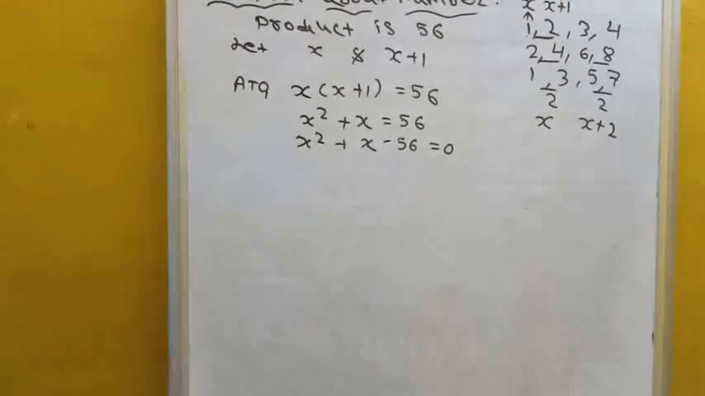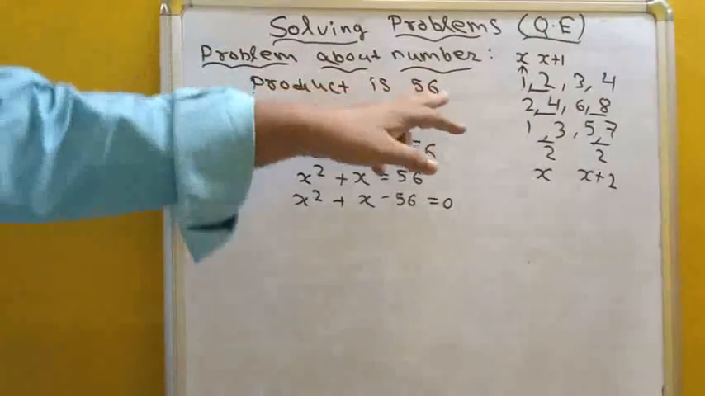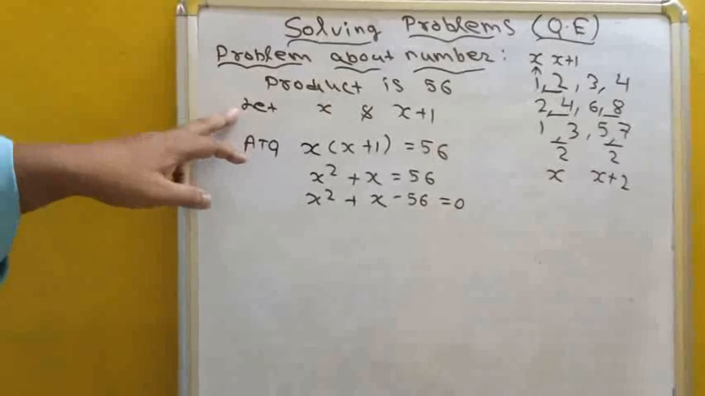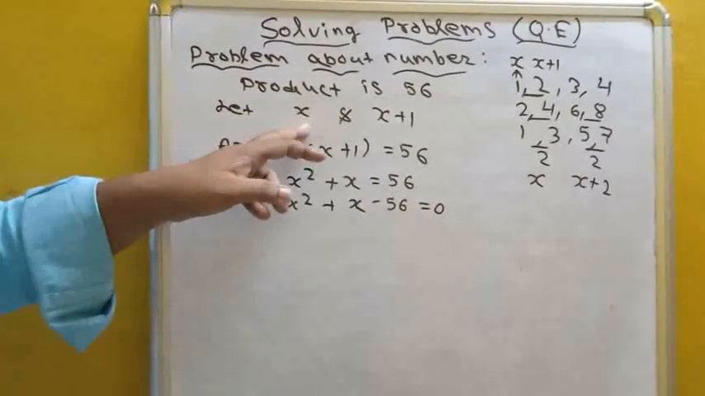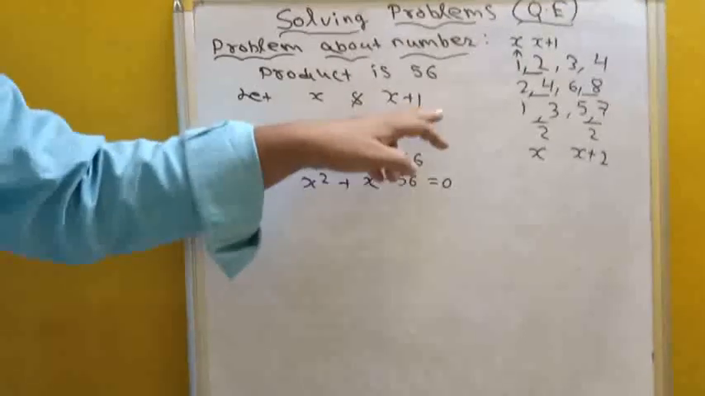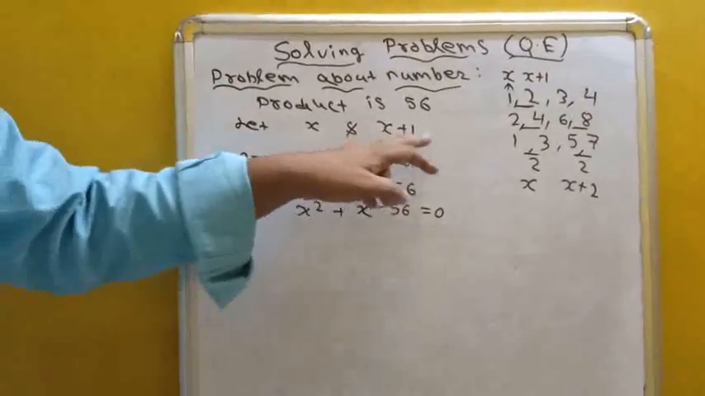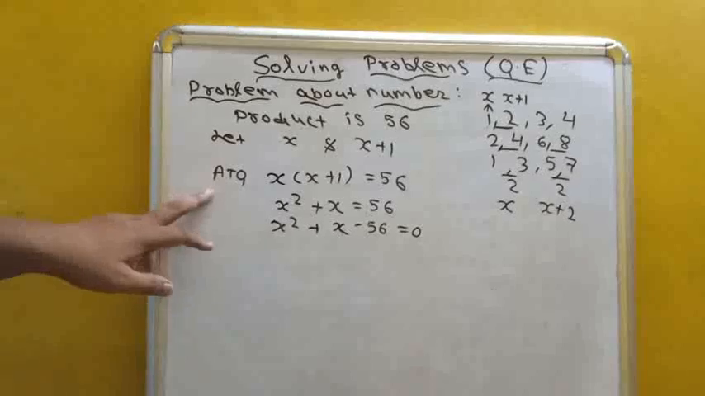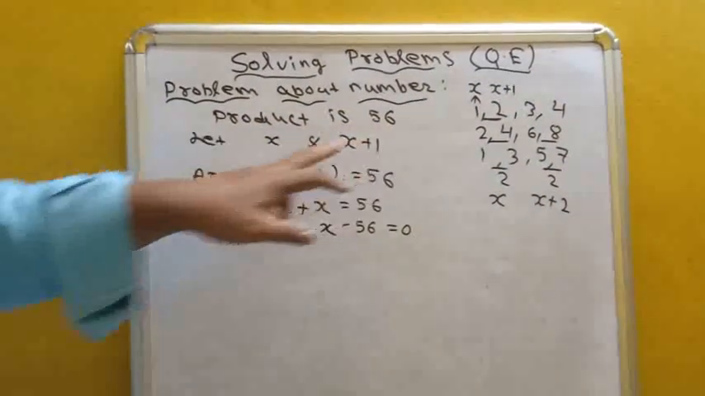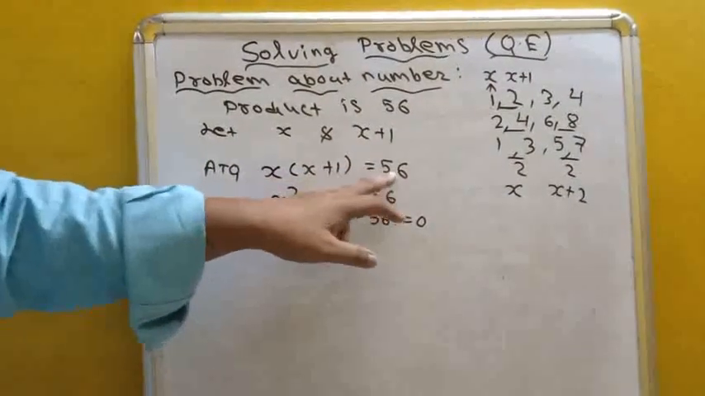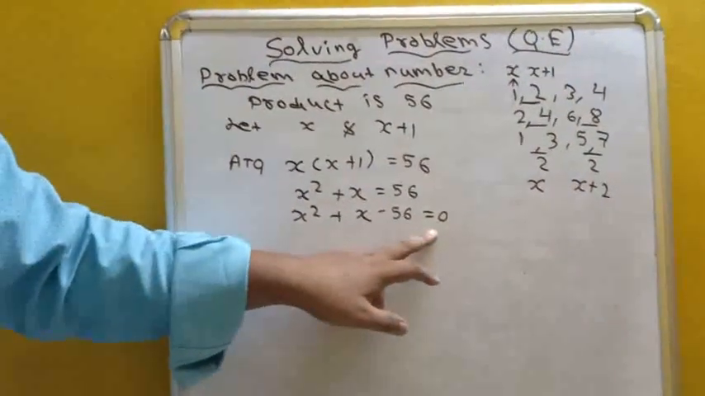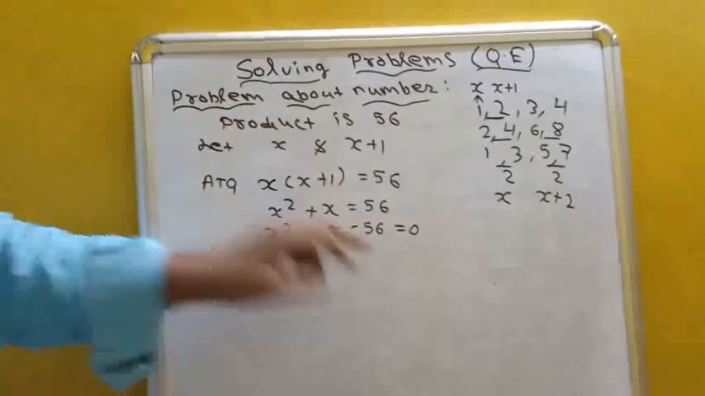Okay, if we are told the product of two consecutive numbers is 56, first I have taken the first number as x. I said consecutive numbers, so the second number must be 1 greater, so I have taken x plus 1. According to the question, the product of the consecutive numbers is 56, so I wrote x into x plus 1 equals 56, therefore I got the equation. After that you can solve.